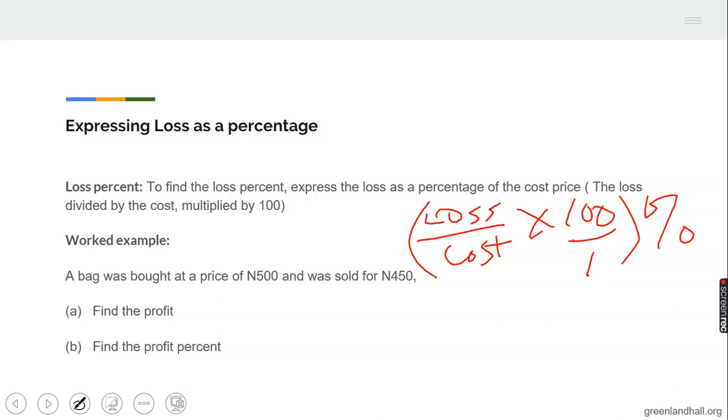Okay. Now, there's a question here that says a bag was bought at the price of 500 naira and sold for 450. The first question is find the profit. The second one is, find the loss. And the third, find the loss percent.